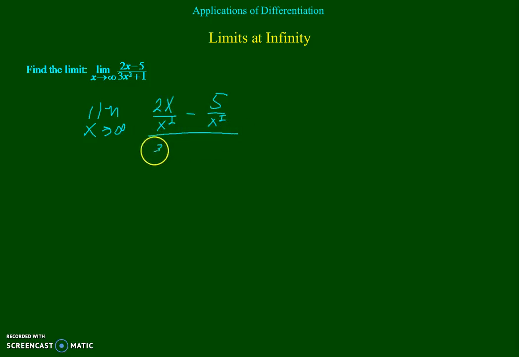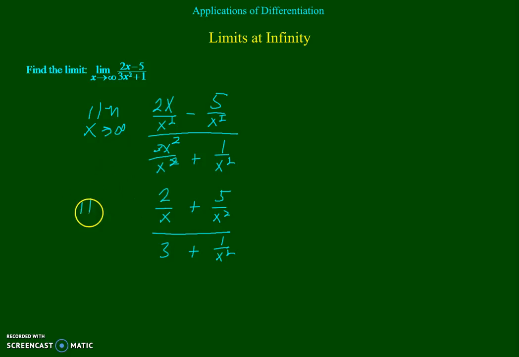I'll do the same thing in the denominator. 3x squared divided by x squared plus 1 over x squared. This simplifies to 2 over x plus 5 over x squared, all over 3. x squared over x squared is 1, plus 1 over x squared.